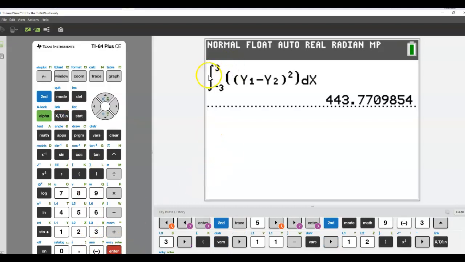Oh, and you know what? I forgot my pi over 8. So I should have had a pi over 8 there in the front, and I forgot to put it there. So my bad. I should have done that in the beginning. If I had done that, you want to put that in parentheses.